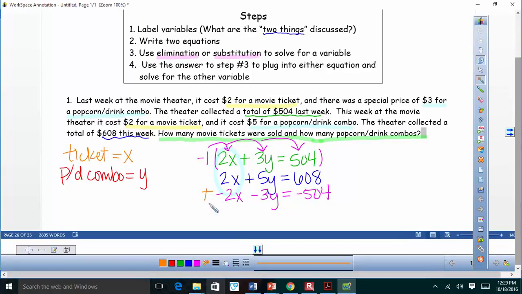So we're going to add these two equations together. What happens to my x's? They cancel. What is 5 plus a negative 3? 2y equals, what is 608 plus a negative 504? 104. Then we divide by 2 to get y by itself, and y equals 52. Okay, so how many tickets were sold?